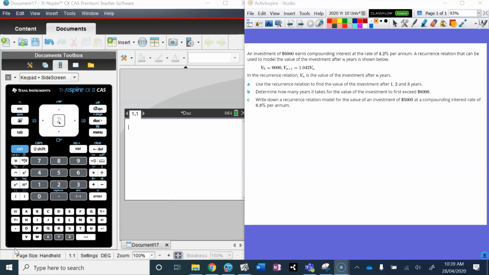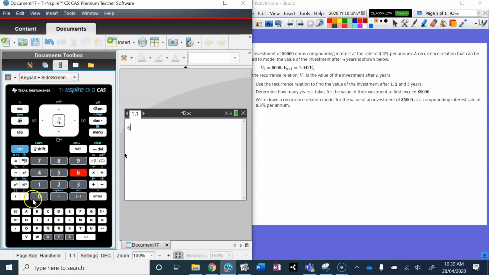A question like this one requires us to use the calculator and recursion to find the values of an investment after 1, 2 and 3 years. So in this case, if we're reading the recurrence relation, V0 is 6,000 and Vn plus 1 is calculated by multiplying 1.042 by the current term in that sequence. So if we're thinking on a calculator, how do I do that?